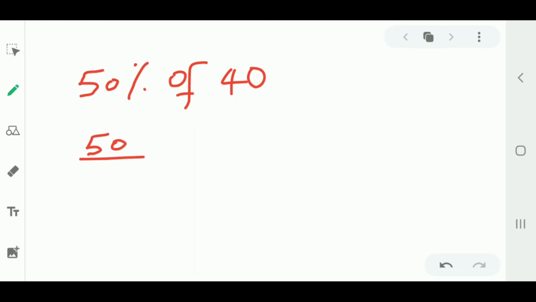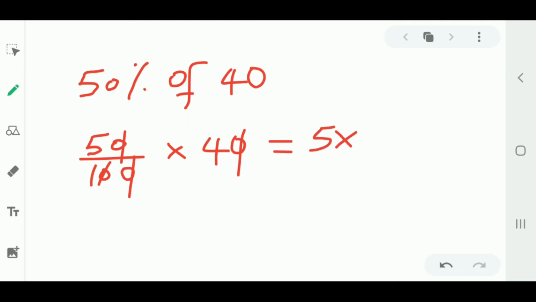Let's say we have 50% of 40. So it's 50 out of 100 times 40. Cancel the zeros. So now we have 5 times 4. 5 fours, 20.